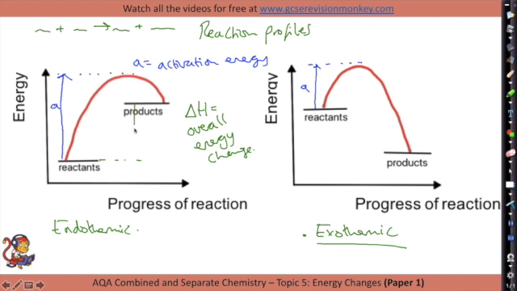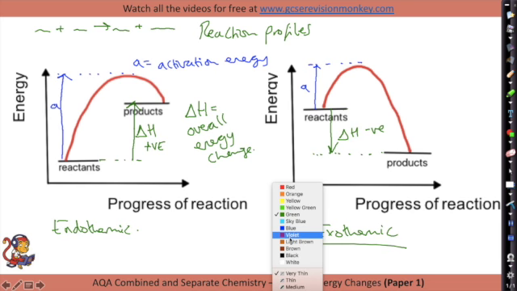So here, this is the overall energy change, and the energy is going up, and in this case here, you need to make it as exact as you can. This is the overall energy change, and the energy is going down. So in this case, the delta H is negative, and in this case the delta H, or the change in energy, is positive.